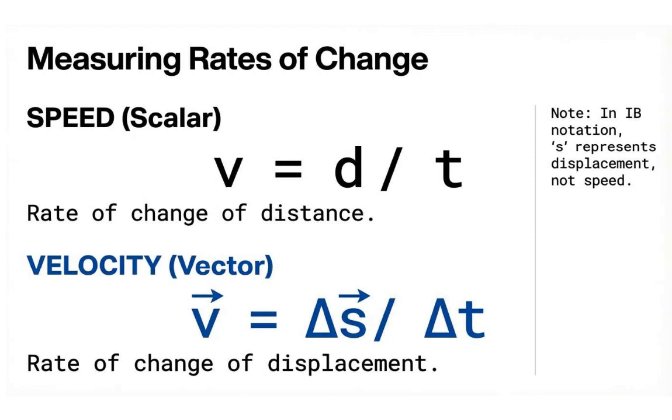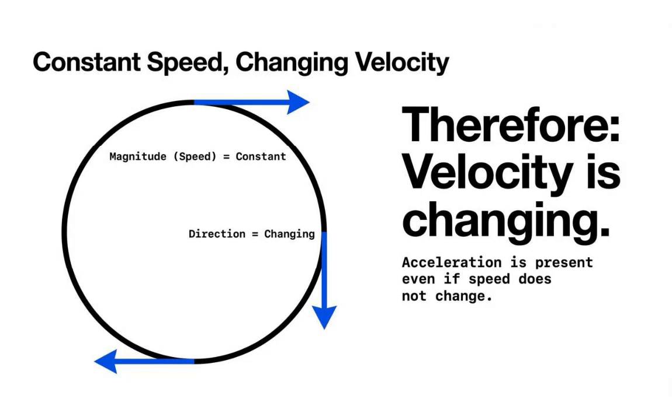This distinction helps us understand motion more precisely by considering not just how fast an object moves, but also where it's going. When an object moves in a circle at a constant speed, its velocity is still changing because velocity depends on both speed and direction. Even though the speed remains constant, the direction of motion continuously changes as the object moves around the circle. This means that the velocity vector is always changing, which implies there is acceleration present, specifically centripetal acceleration. So, acceleration can occur without any change in the speed, simply due to the change in direction.